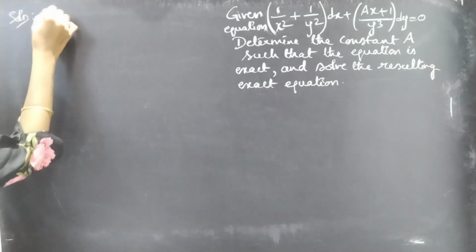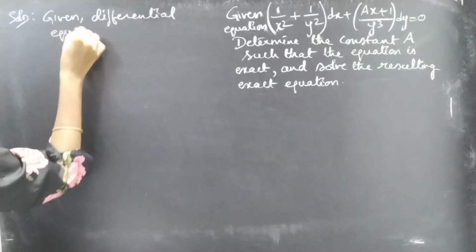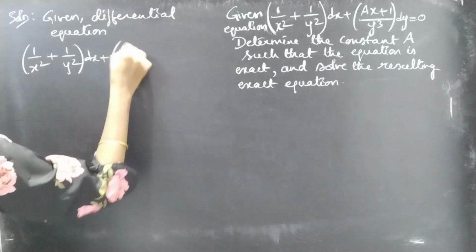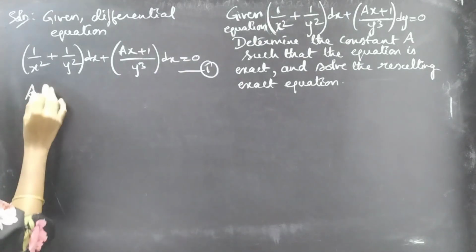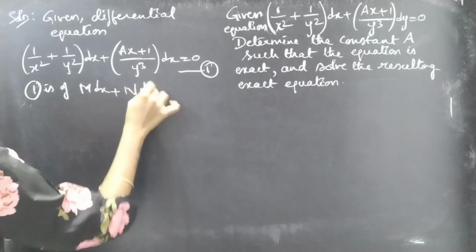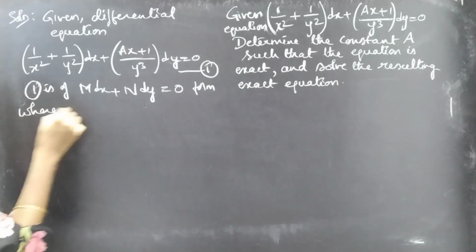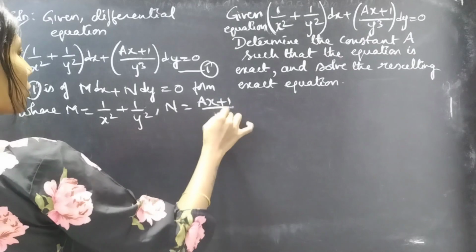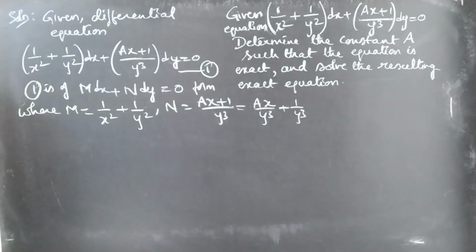Now coming to the solution, the given differential equation is (1/x² + 1/y²) dx + (ax + 1/y³) dy = 0. Consider this as equation 1. Now assume that this equation is of the form M dx + N dy = 0, where M = 1/x² + 1/y² and N = ax + 1/y³, or we can write this as ax/y³ + 1/y³, right?